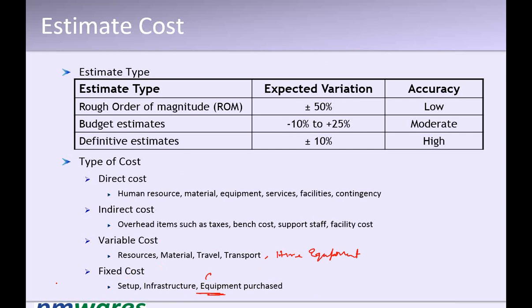But when you buy any equipment, suppose for a specific project I bought a server, and once the project is over and the purpose is served, the equipment is still with the organization. So the cost which we have billed to the customer, we cannot bill the complete fixed cost to the client, because that is with the organization and you're using it for other purposes as well. So in this case, will this equipment cost be counted as a fixed cost?